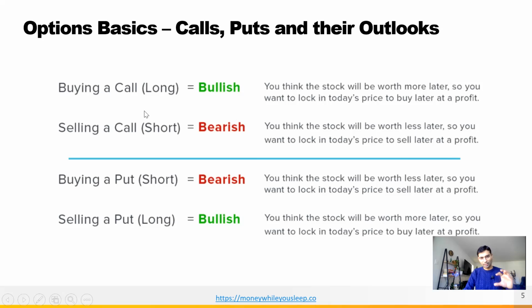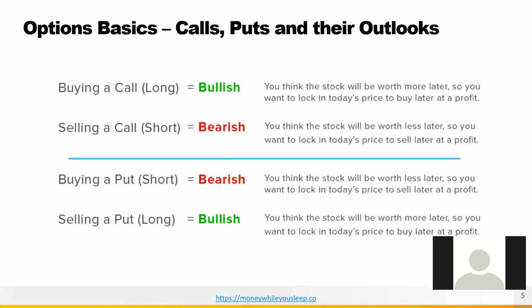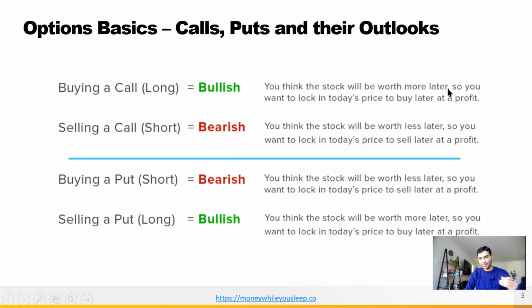So when somebody is buying a call, he has a bullish outlook, meaning he or she is expecting that that particular stock is going to go up in future. So you think the stock will be worth more later. That is the outlook of somebody who is buying a call. What he is doing is trying to lock in today's price to buy later at a profit. We can cover this one later if this statement is a little complex.